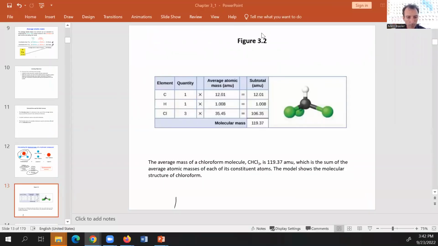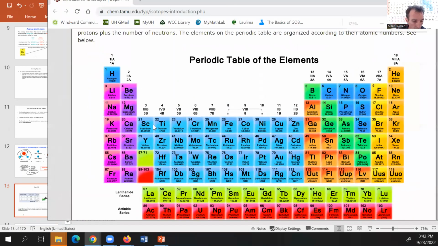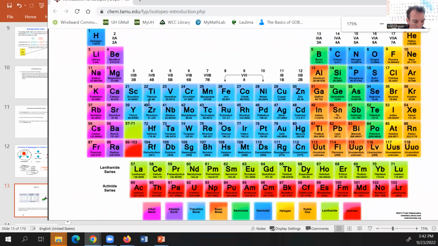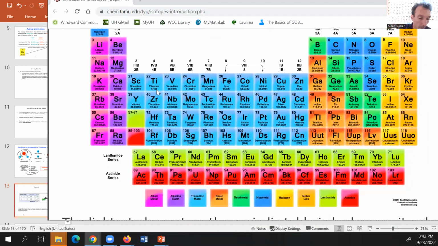So now let's consider the mass of molecules. So the mass of atoms is easy. You can say, oh, what's the mass of titanium? And just zoom in here. Titanium is, it's not really zooming in well, but 47.88. So that's the weight for titanium.